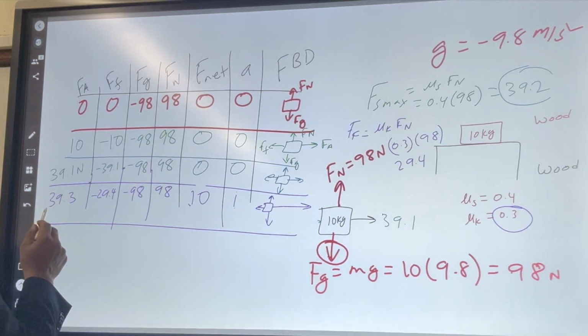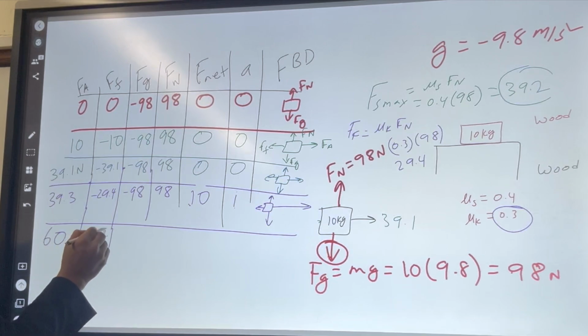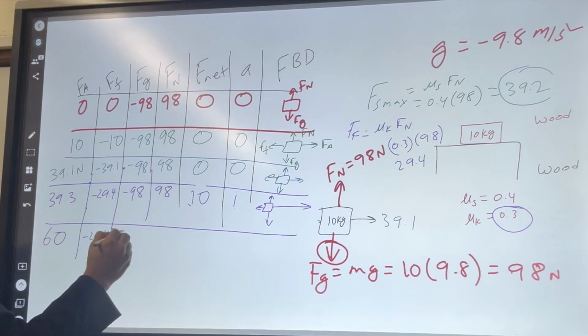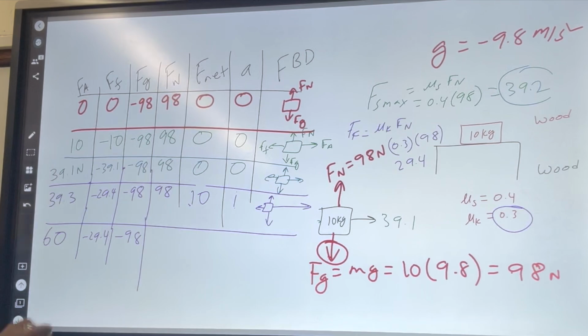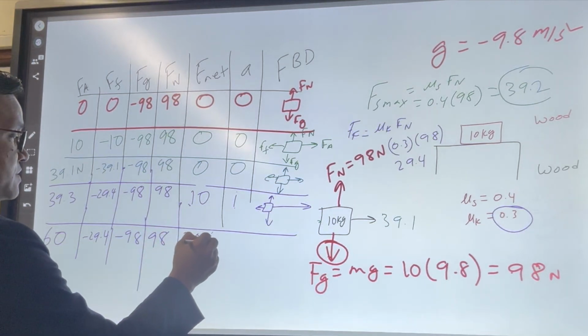So 39.4, 39.3. So let's say, let's put 60 Newton. Okay. So then what is this one? This one cannot go lower than that, 29.4. Okay. So negative 98. So let's say this one is 30, this one is 60. So net force is, normal force is 98, net force is 30.6.